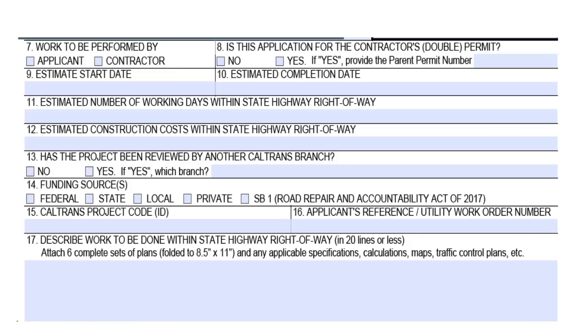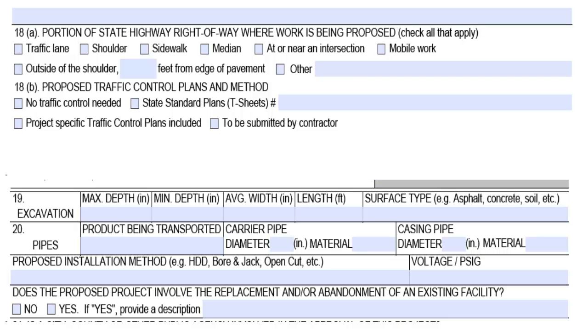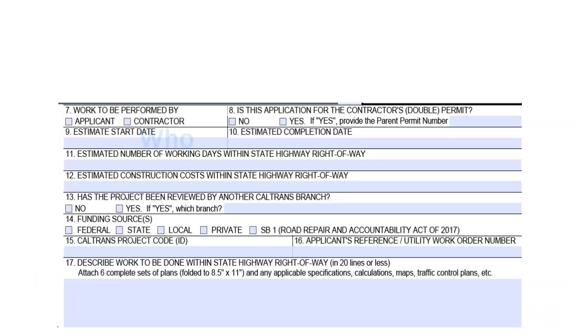Questions 7 through 20 cover the who, when, and what for your project. First, the who. We need to know if you will do the work yourself, or if a contractor will do it. Your contractor may also need to apply for a permit, so check with your local district encroachment permits office. To speed up your application review, please let us know if anyone within Caltrans has already reviewed your project or activity.